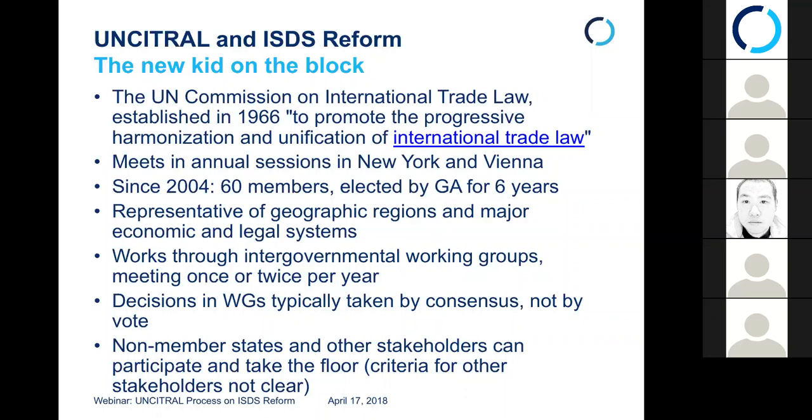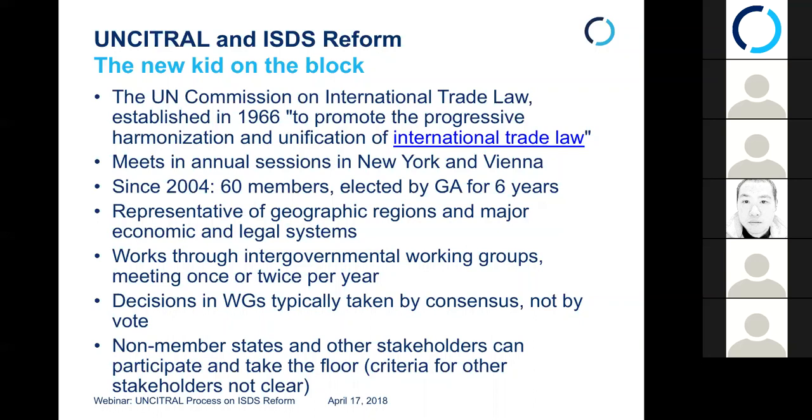It's the UN Commission on International Trade Law. It was established in 1966 to promote, as the title says, the progressive harmonization and unification of international trade law. This was very much an expert group, consisting of expert meetings, less political perhaps than the current meeting that is taking place. The session of the commission takes place once annually, alternately in New York and Vienna.